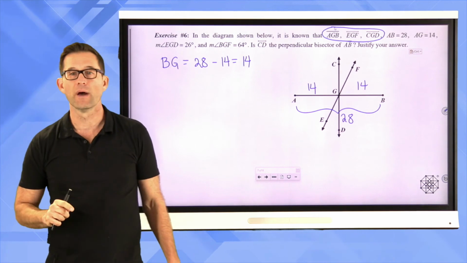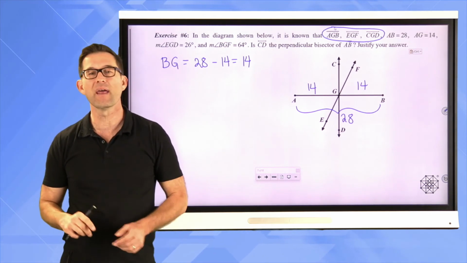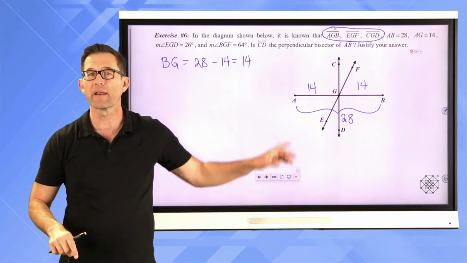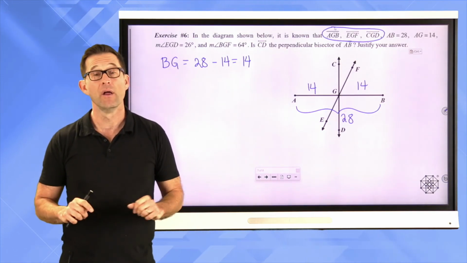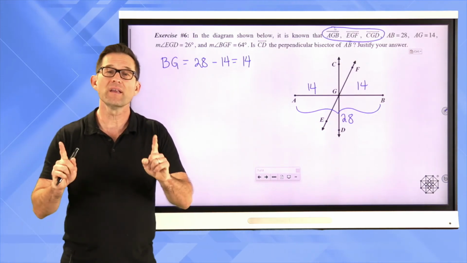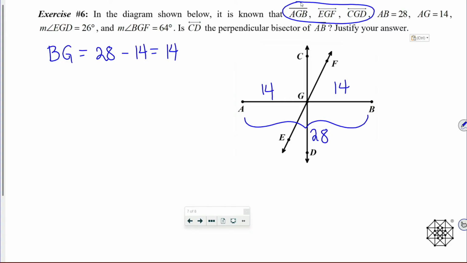Now that's good, right? That tells us without doubt that line CD bisects segment AB. No question about it. G is definitely the midpoint. But now, is it perpendicular? Looks perpendicular, but is it perpendicular? All right, so first, we know that EGD, this angle right here, is equal to 26 degrees. And we know that BGF, this angle right here, is equal to 64 degrees.